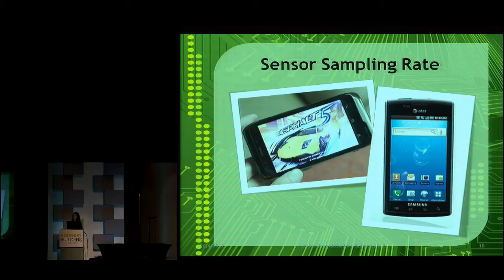So let's tackle what we can perceive of as latency. Well, let's look at the sampling rate. Generally, your sampling rates in Android, there's 4 different types: normal, UI, gaming, and fastest. The ones you're mostly concerned with are normal and gaming. Normal usually ranges about 5 to 10 hertz. Gaming ranges anywhere from 20 to 100 hertz. The higher the sampling frequency, the more power you're going to consume.